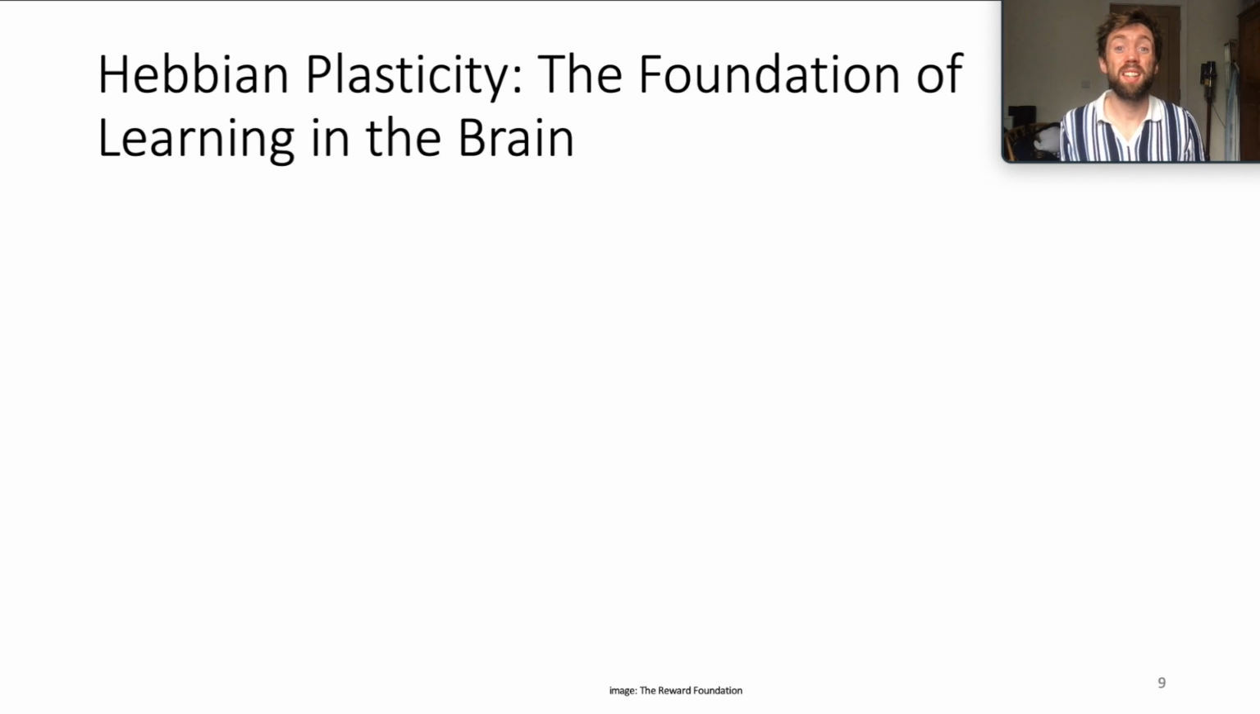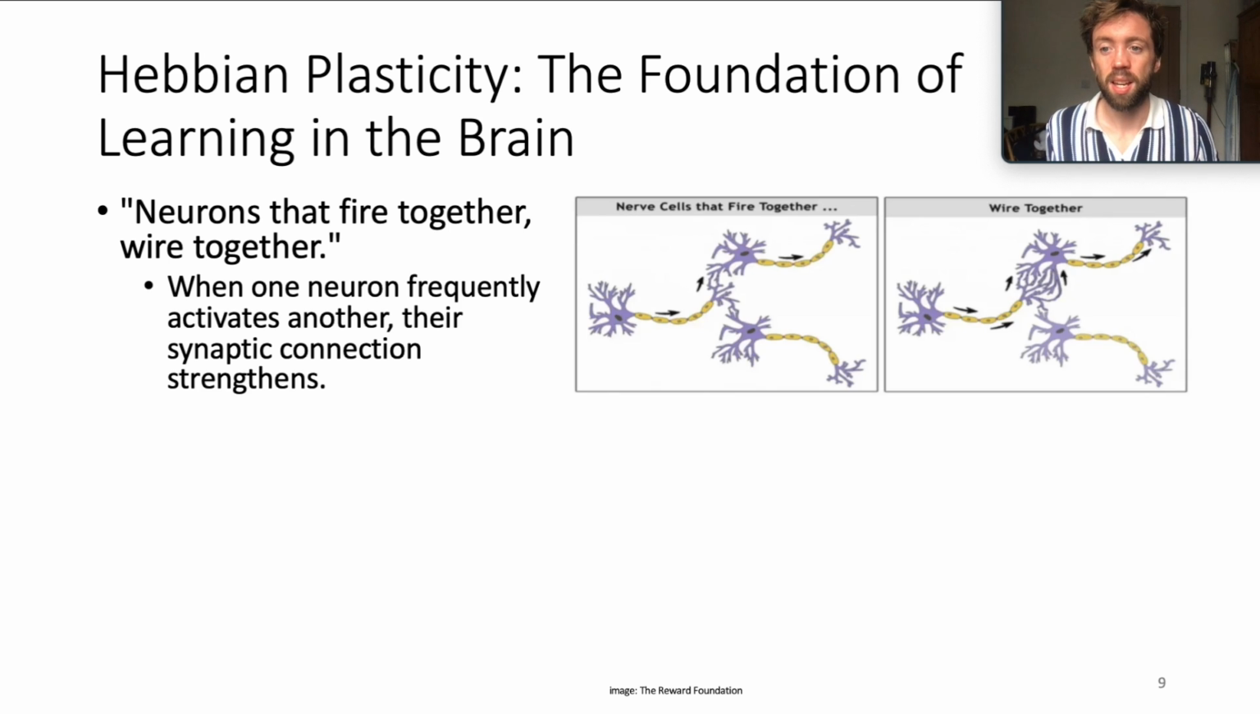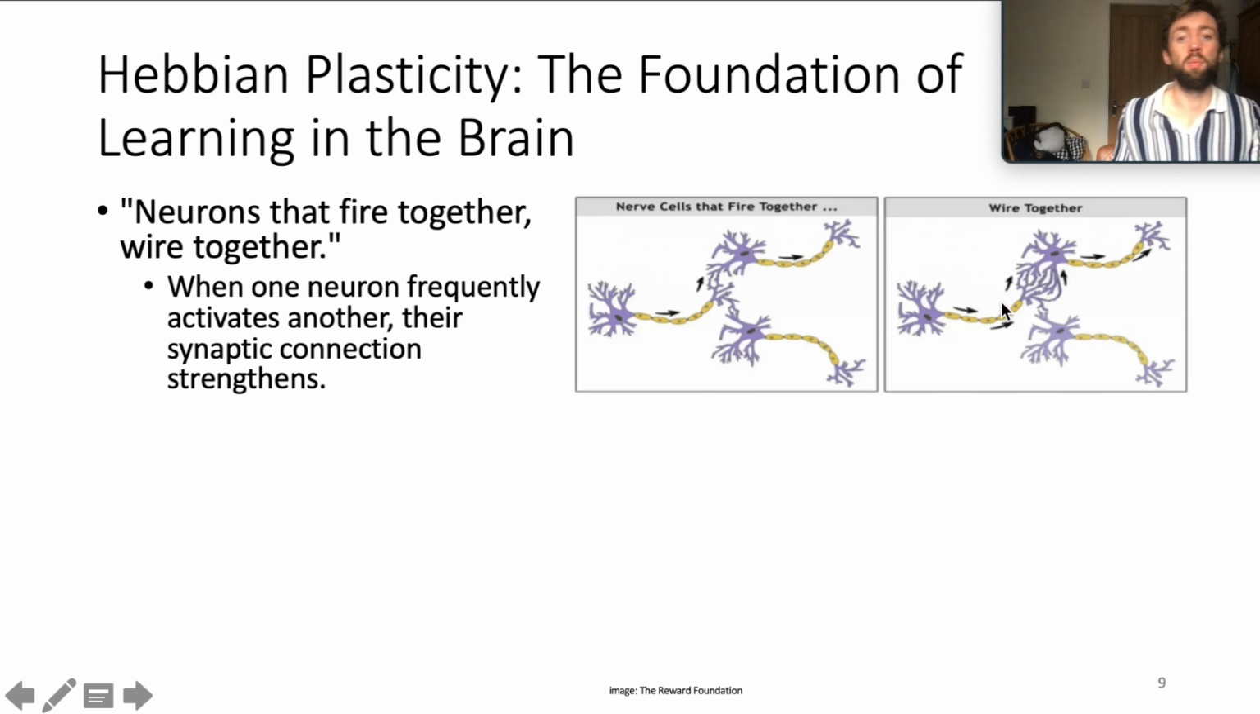And Hebbian plasticity is really the foundation of learning in the brain, and it's often remembered by this simple phrase: neurons that fire together wire together. So the idea is that when one neuron frequently contributes to activating another neuron, their synaptic strength will increase, whereas if that same neuron fires but does not lead to activity in another neuron, that connection will become a bit weaker.